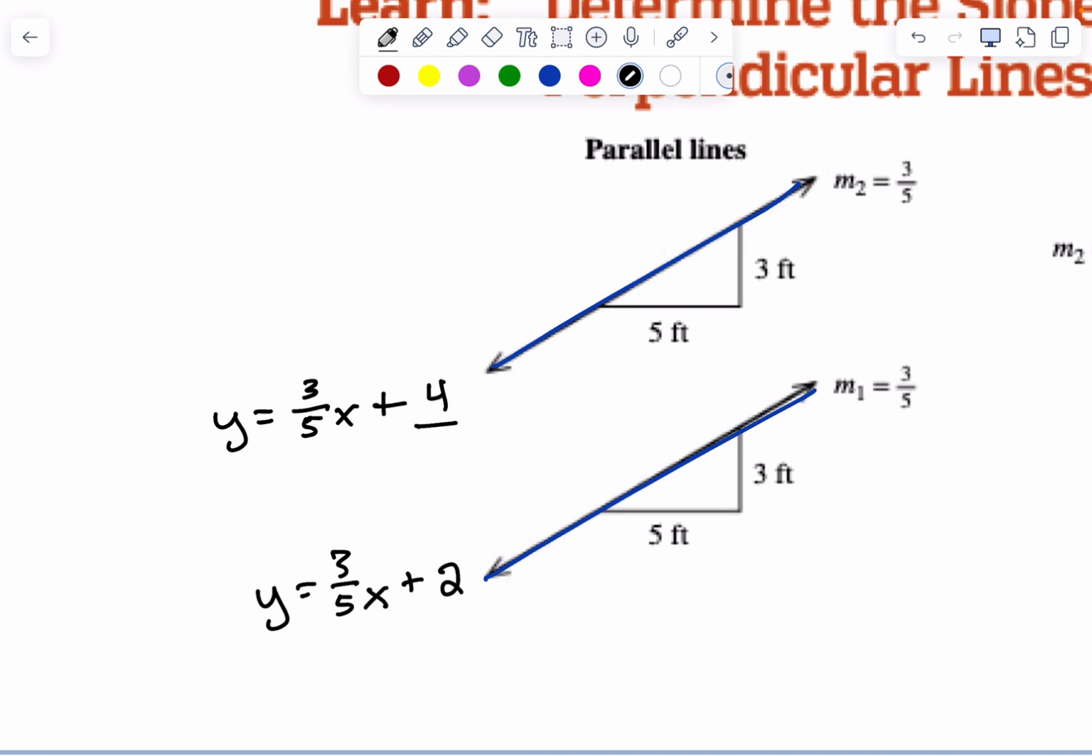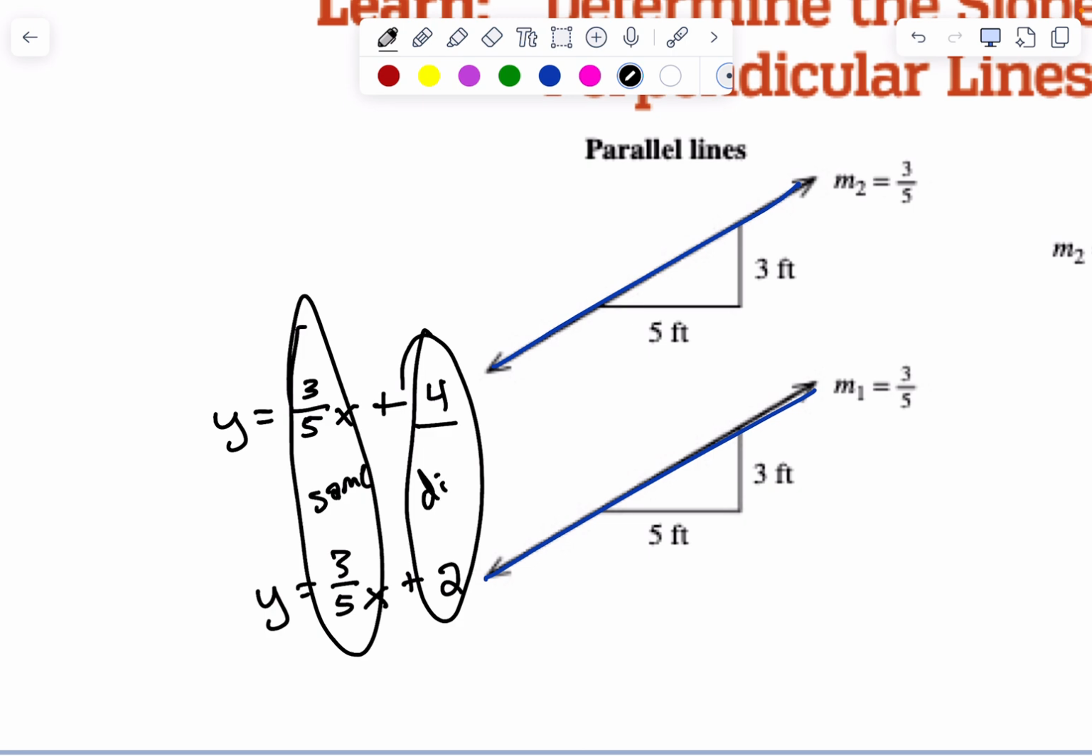What if they have the same y-intercept? They are the same line on top of each other, and that is not parallel. Does that make sense? Okay, so they have to have the same slope, but they have to have a different y-intercept in order for them to be parallel.